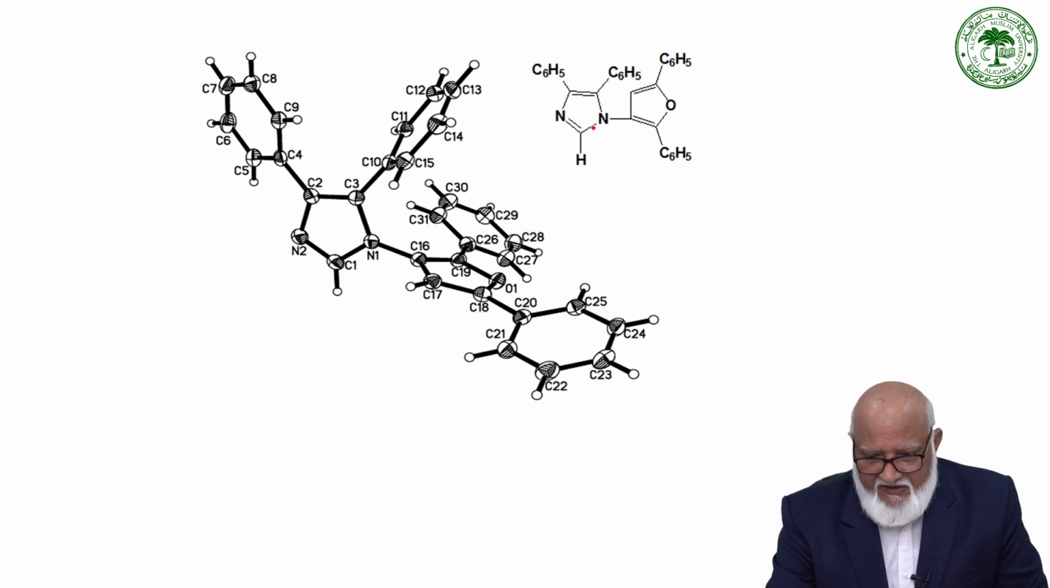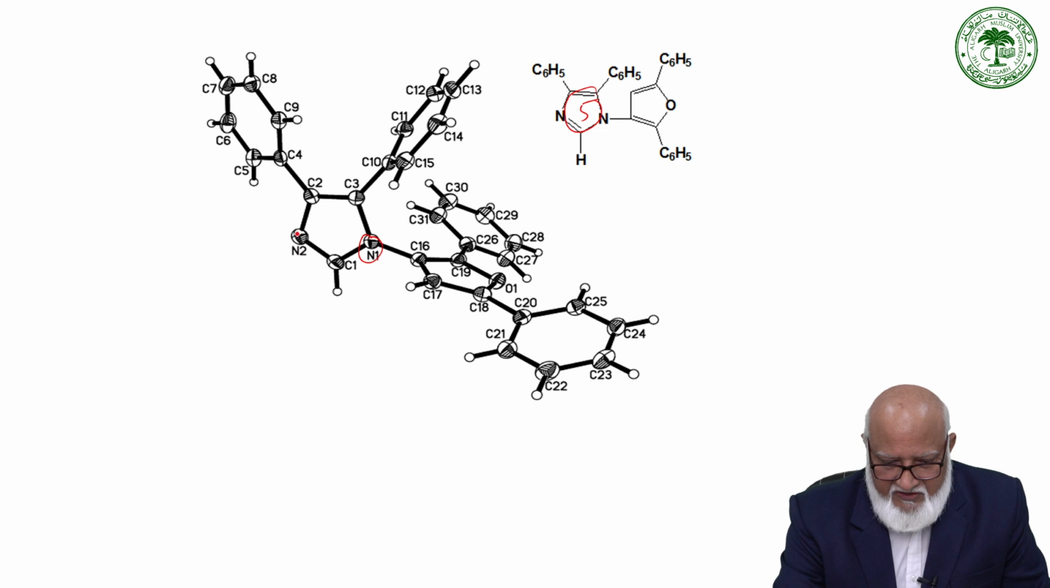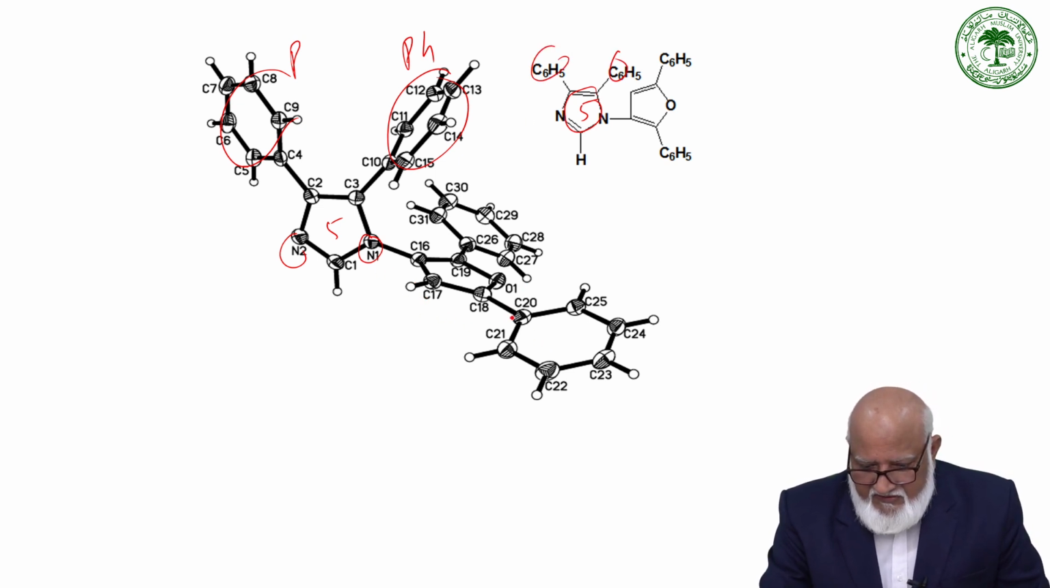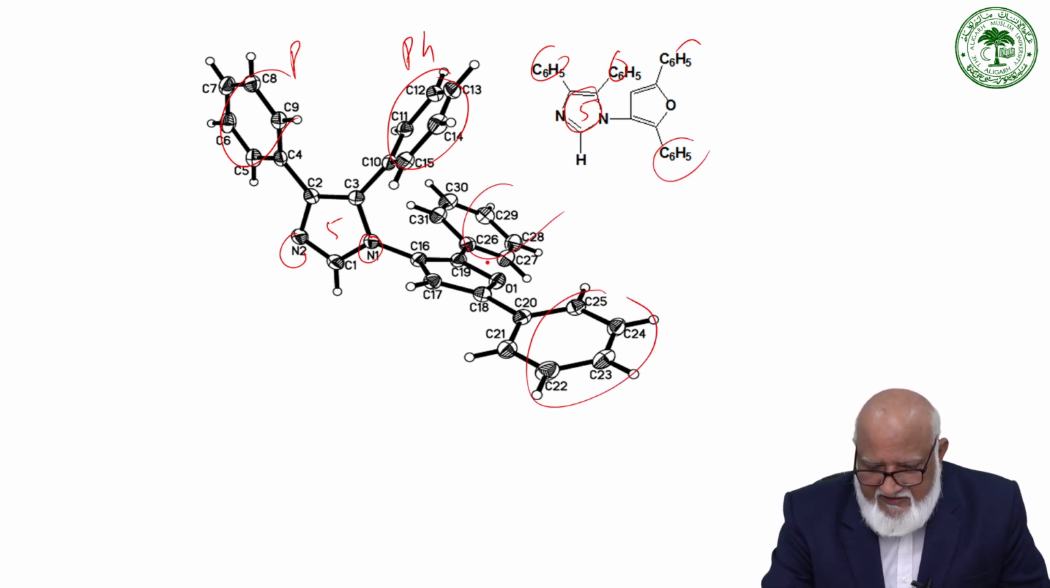We can see here, this is the imidazole ring, a 5-membered ring with one nitrogen and another nitrogen. The two phenyl groups, this is a phenyl group as shown over here. And this is the furan ring, a 5-membered ring with a carbon and an oxygen in the linkage. So 1, 2, 3, 4, 5. A 5-membered furan is shown here, with two phenyl groups.